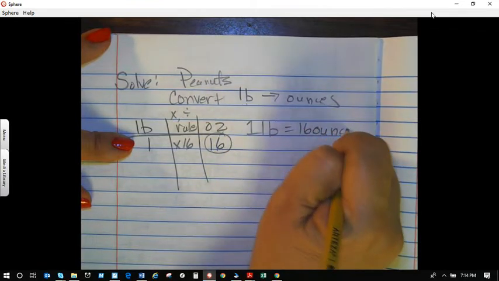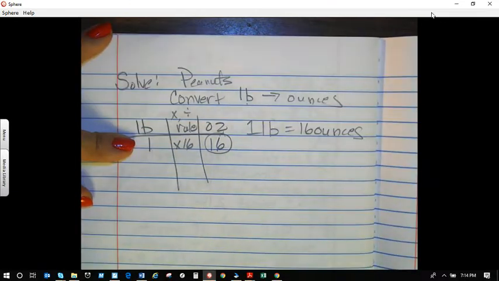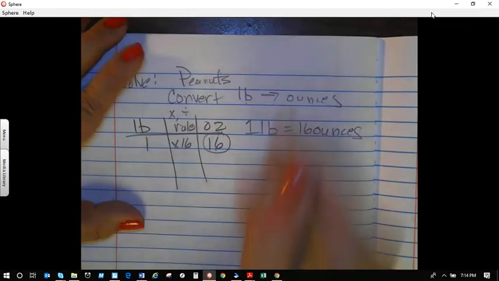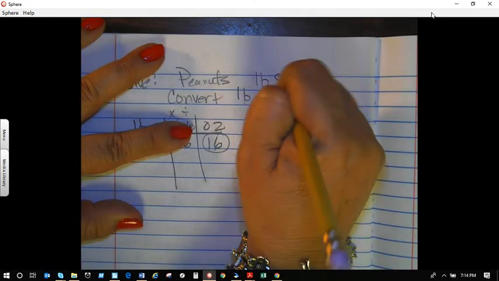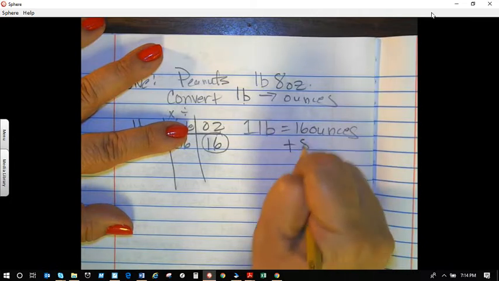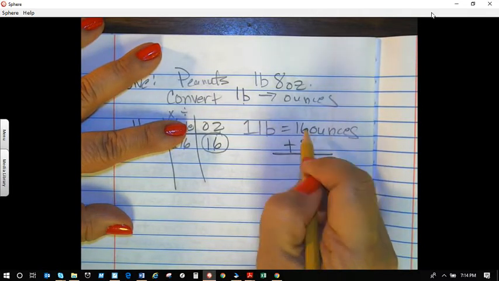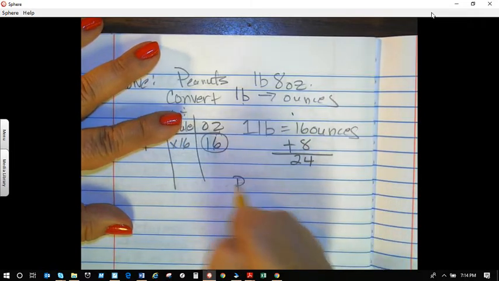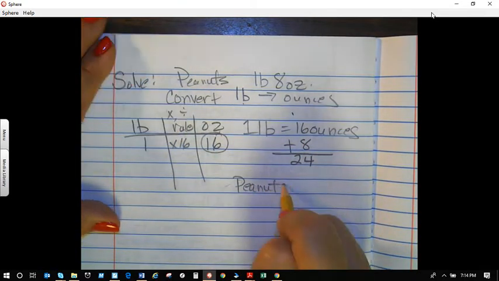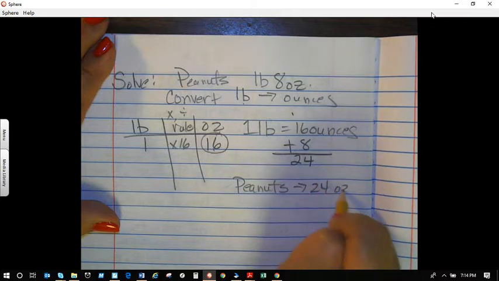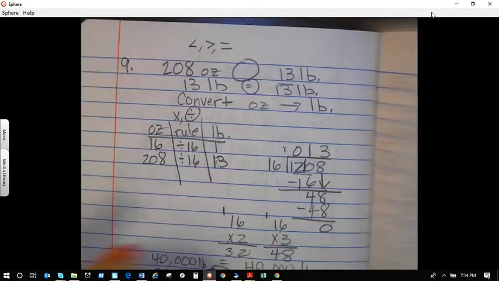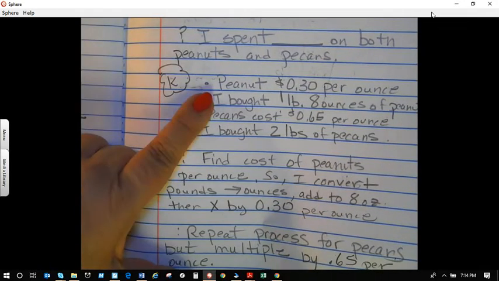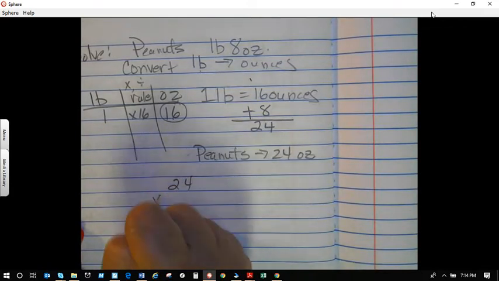But I also had what? What did I have? I had 8 because I purchased 1 pound, 8 ounces. So now I need to add the 8 ounces to it, which gives me 8 plus 6 is 14. Carry my 1, that's 24. So for the peanuts, I have 24 ounces. I said that I spent 30 cents on peanuts per ounce. So over here, I'm going to have 24 times 30.